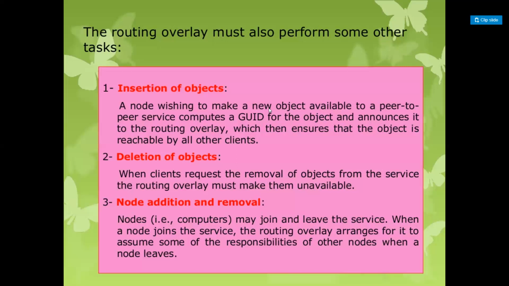Next, node addition and removal. Nodes or computers may join and leave the service. When a node joins the service, the routing overlay arranges for it to assume some of the responsibilities of other nodes, and likewise when a node leaves. Load balancing is very important here. If any new node is added to the network, or any node is removed from the network, we need to balance the load among all the nodes in the network.